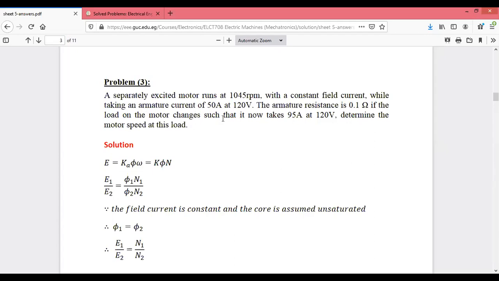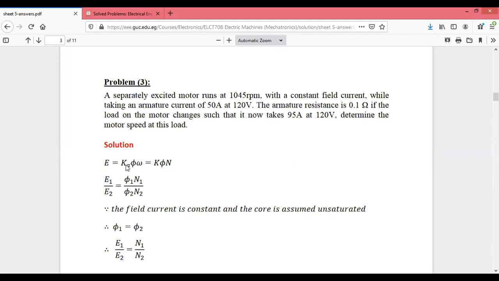If the load on the motor changes such that it now takes 95 ampere at 120 volt, determine the motor speed at this load. It means what? Here you are supposed to find the value of speed with this load. We are aware of the EMF equation, which is in the form of a constant term, phi and omega, because they have given that the voltage will not change. They are saying 120 volt here also.